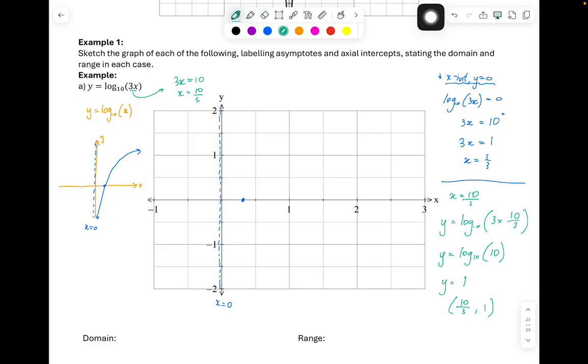10/3 is approximately 3 1/3. So 3 1/3 is somewhere around here. That's quite far. I'm going to label it in anyway. 10/3, 1. And essentially what we're going to do is connect those dots. The reason why it's so steep is because we have a base of 10. So the rate at which this increases bends and changes very quickly.